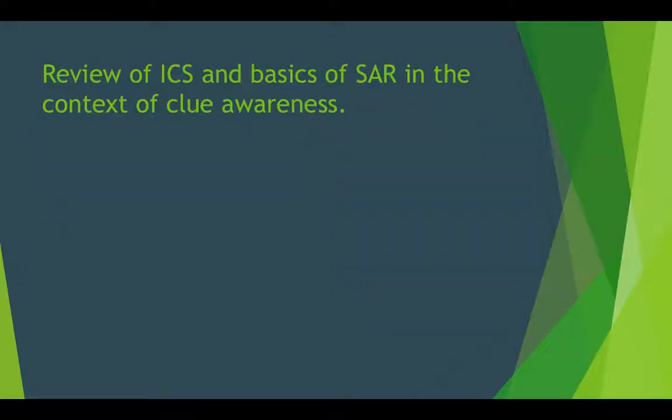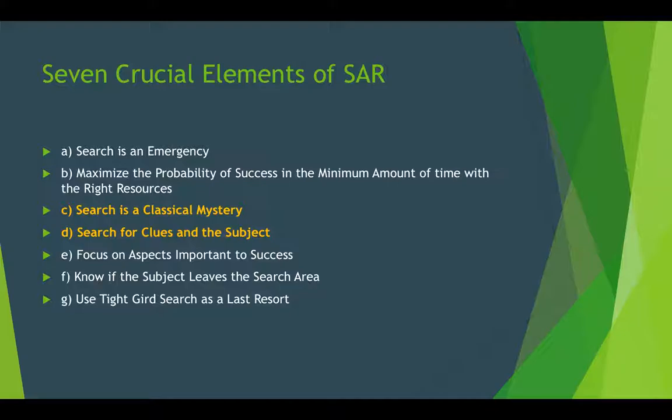So, to move into the basic review of incident command and the basics of search and rescue in the context of clue awareness. There are 7 crucial elements of search and rescue. These should be familiar to you by now. First, it is important to always keep in mind that search is an emergency. Second, that maximizing the probability of success in the minimum amount of time with the right resources is fundamental to search and rescue. It is also important to remember that search is a classical mystery.